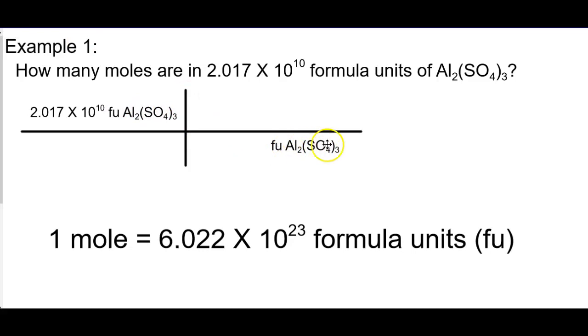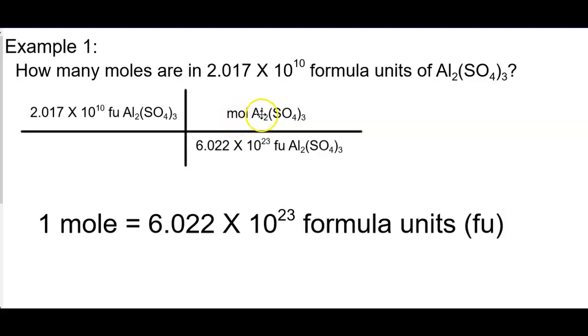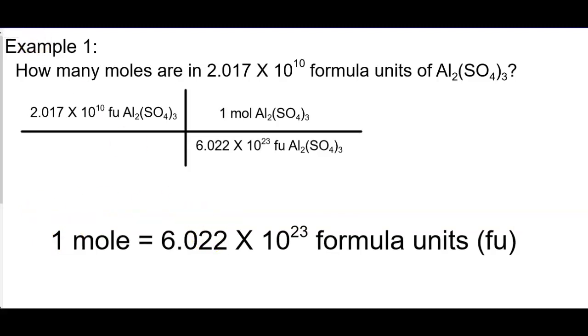What number goes with formula units is the 6.022 times 10 to the 23rd, not the 1. So 6.022 times 10 to the 23rd is there. What it's equal to goes on top, and it's equal to moles of aluminum sulfate. What number goes with moles of aluminum sulfate? In our conversion factor, we know 1 is equal to 6.022 times 10 to the 23rd.